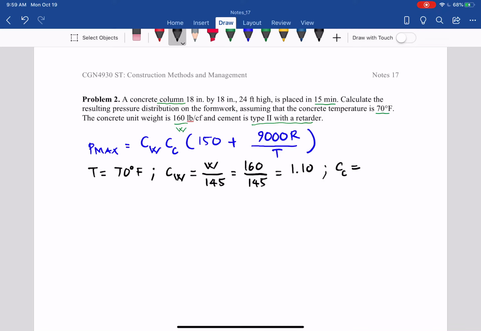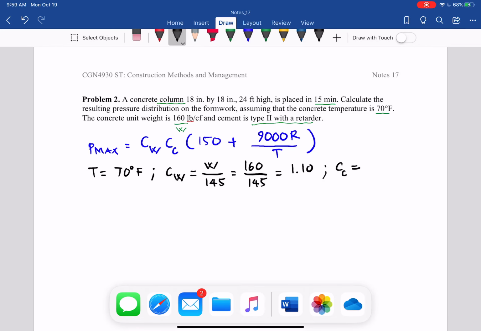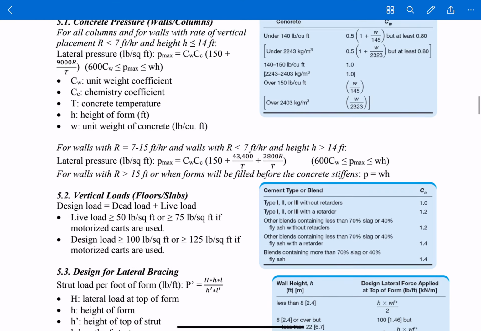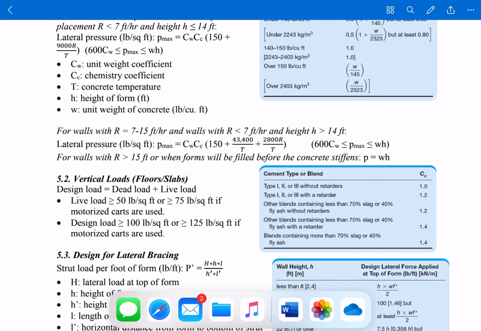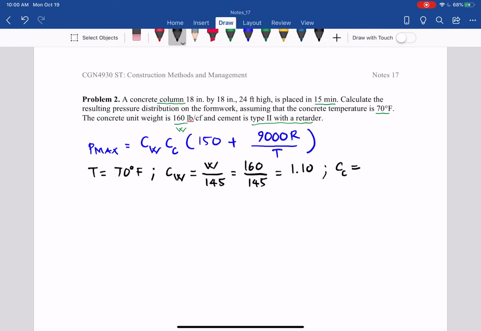Then we can find out C_C, the chemistry coefficient. The problem gives us that the cement is type 2 with a retarder. So go back to the final exam reference, table 13.2. We have type 2, the second line item, with a retarder, so we have C_C equal to 1.2. As you can see, with a retarder the concrete becomes more fluid and pressure tends to increase, that is why C_C is greater than 1.